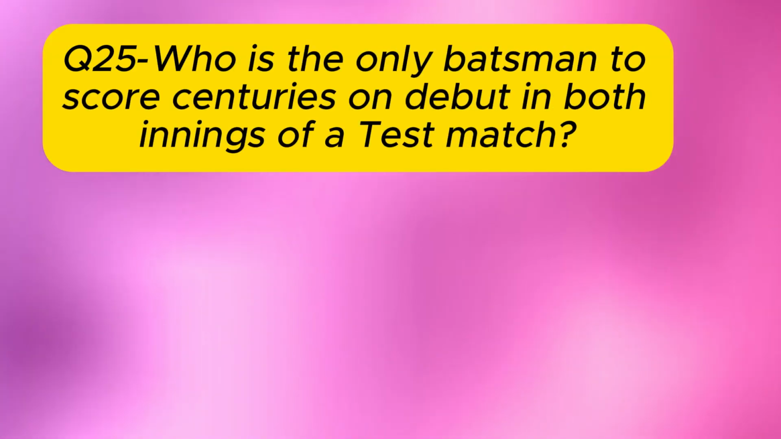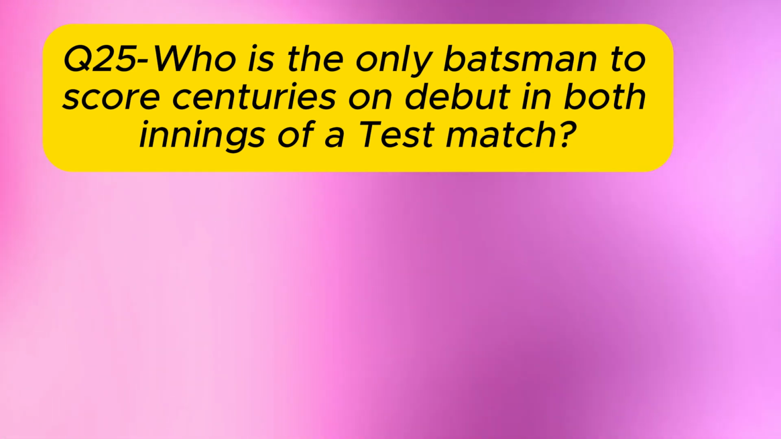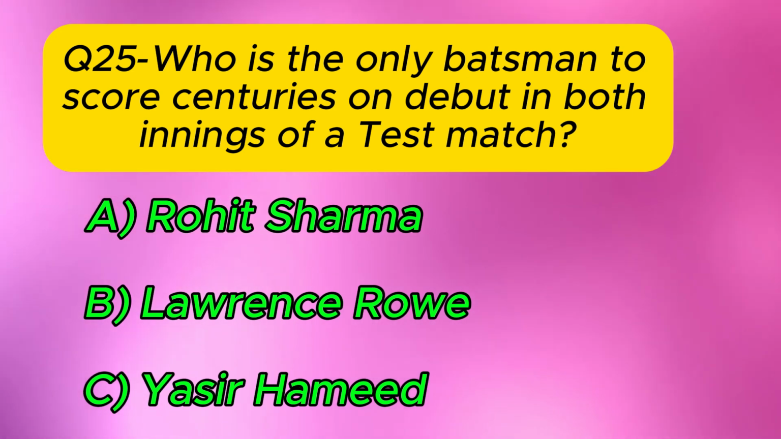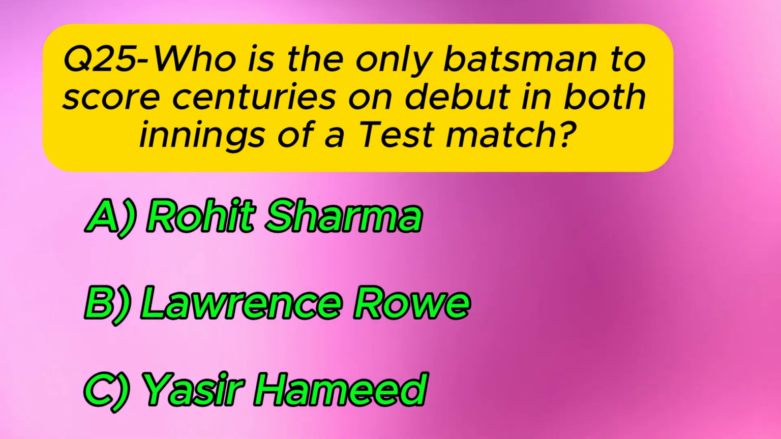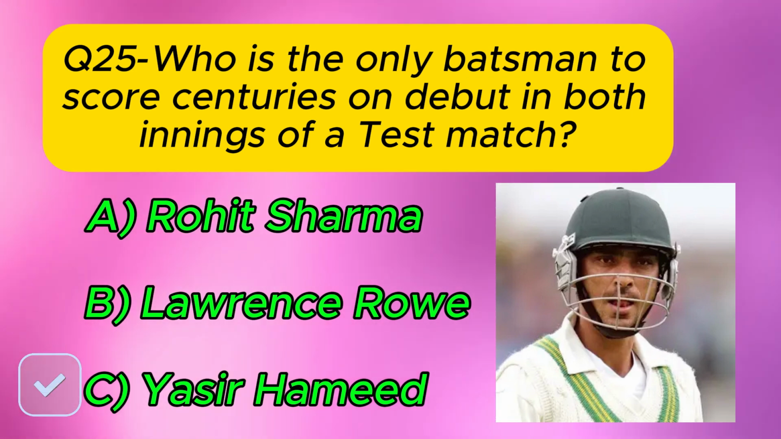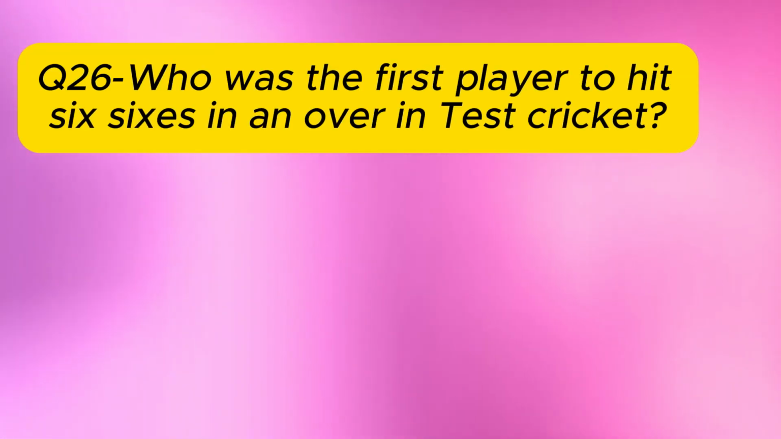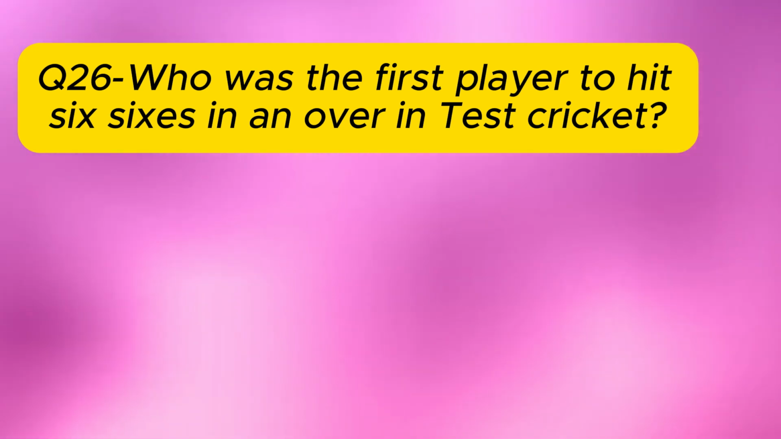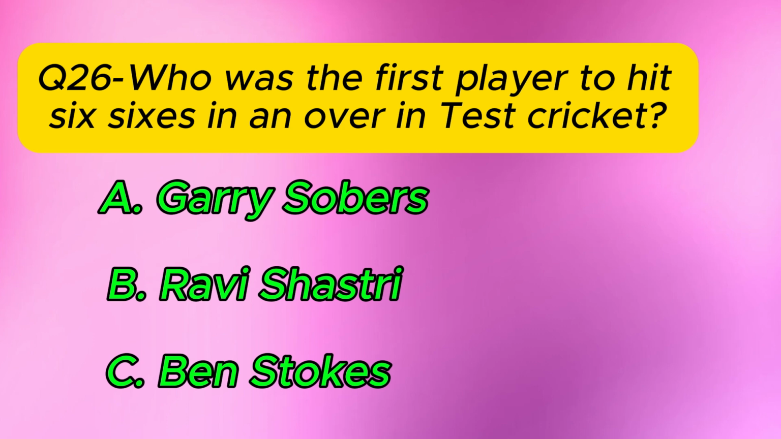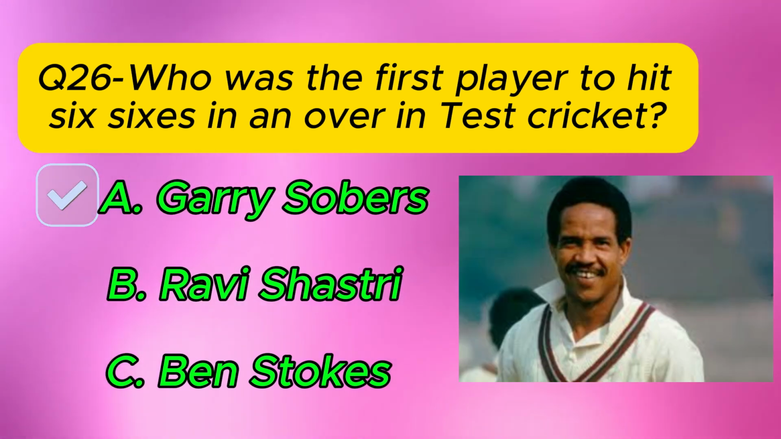Who is the only batsman to score centuries on debut in both innings of a Test match? Correct answer is option C, Yasir Hameed. Who was the first player to hit 6 sixes in an over in Test cricket? Correct answer is option A, Garfield Sobers.